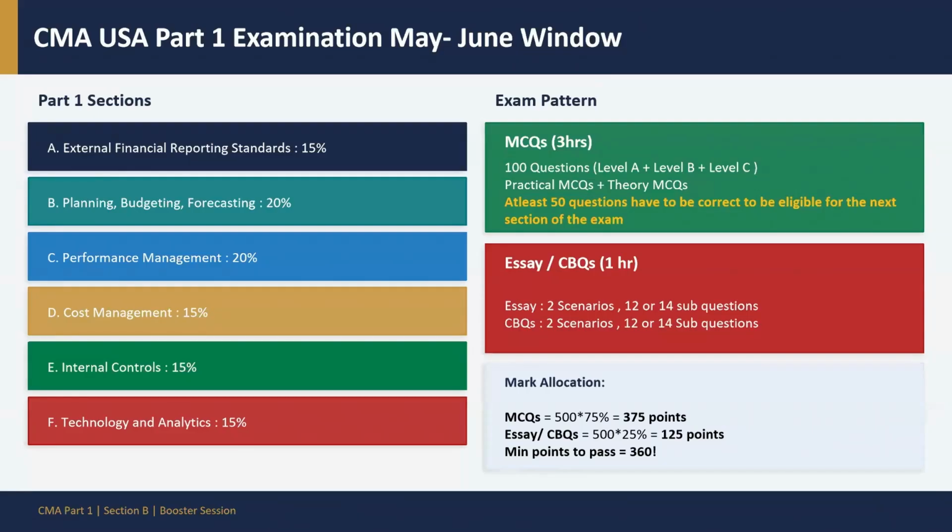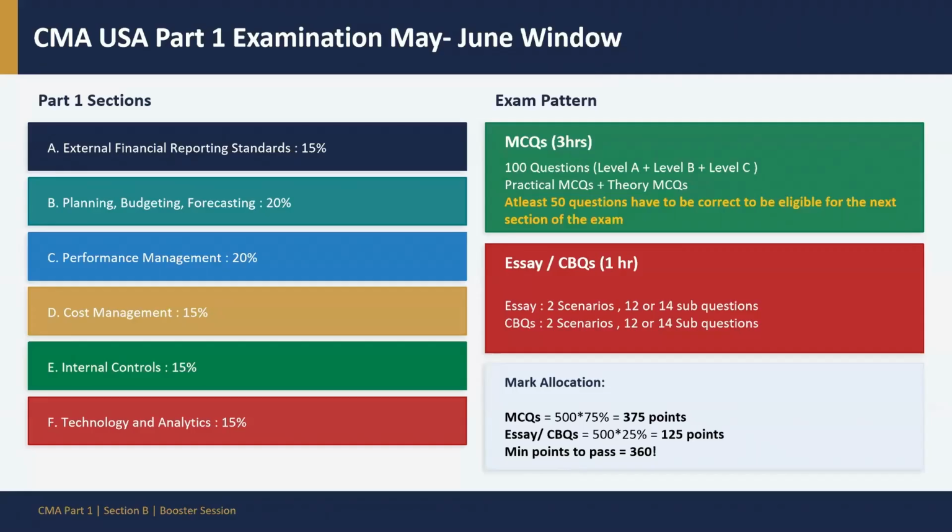Now, what about the marks allocation? MCQs consist of a maximum of 375 points. And the essay or CBQ questions will consist of a maximum of 125 points. And to pass the examination, we need to score a minimum of 360 points.